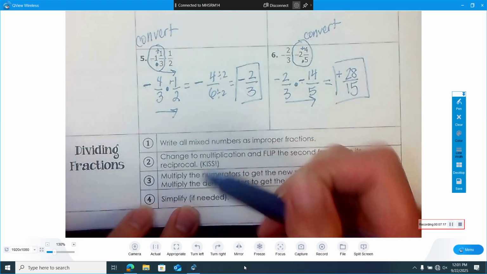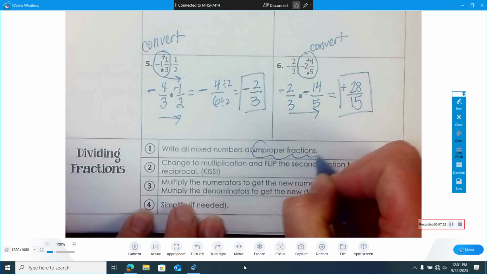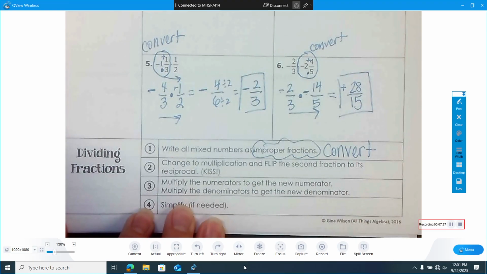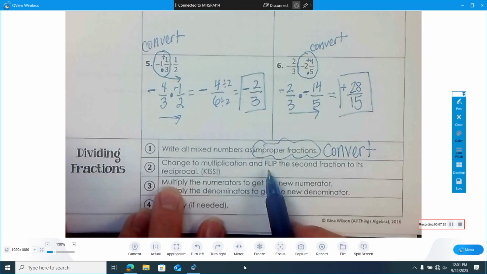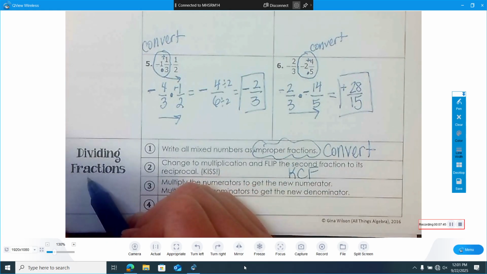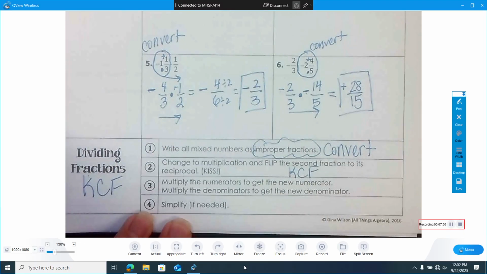Now, for dividing, we have instructions here, but they're very, very wordy. So I'm going to simplify. We want improper fractions. That means maybe we need to convert to improper, which is fine. Number 2 says change to multiplication and flip the second fraction. What do we know that as? Keep, change, flip. Yes, keep, change, flip. When we divide fractions, we don't like doing that. We're just going to go ahead and keep, change, flip.